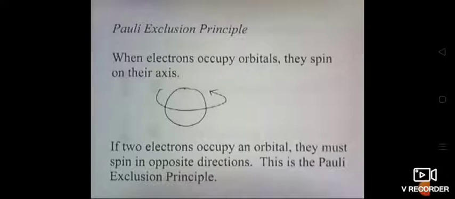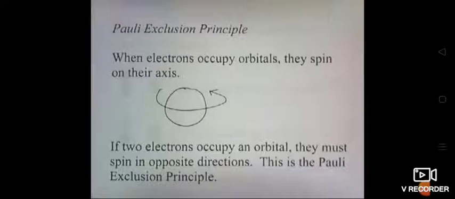So if the principal quantum number n is 2, what is the azimuthal quantum number l? That is 0, 1. What will be the magnetic quantum number? Minus 1, 0, plus 1. And what will be the spin quantum number? Either plus half or minus half.